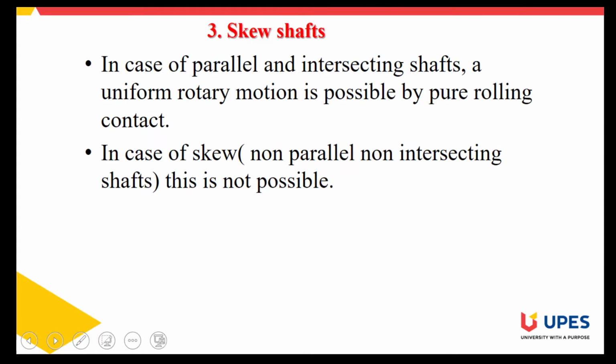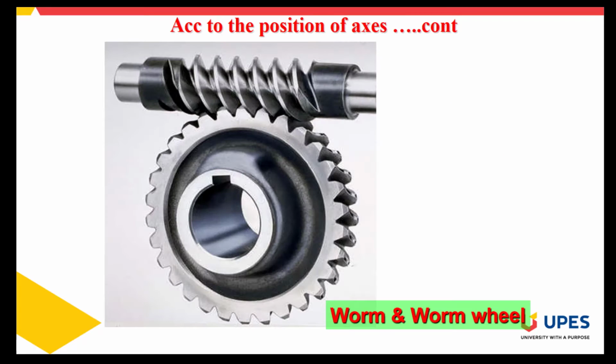Then the next category is skew shafts. Skew shafts are shafts which are neither parallel nor intersecting, but here you need to transfer uniform rotary motion by pure rolling contact. So non-parallel, non-intersecting shafts.